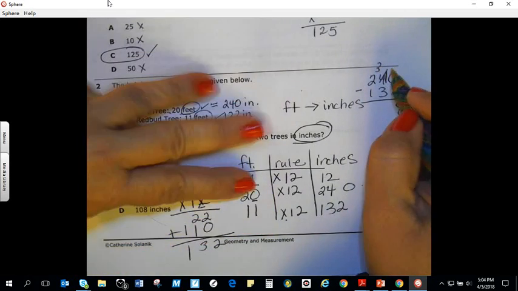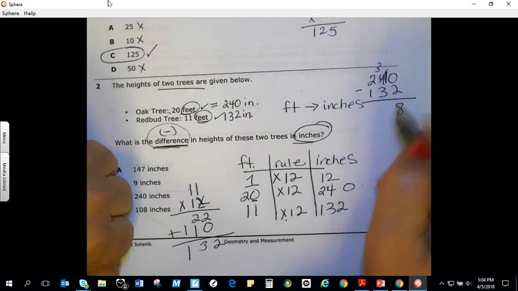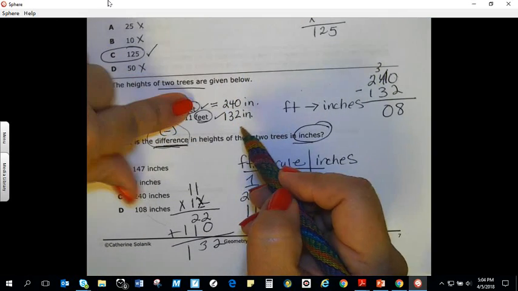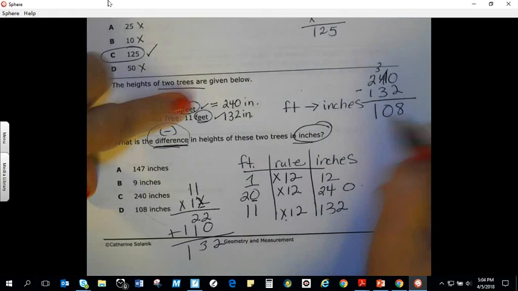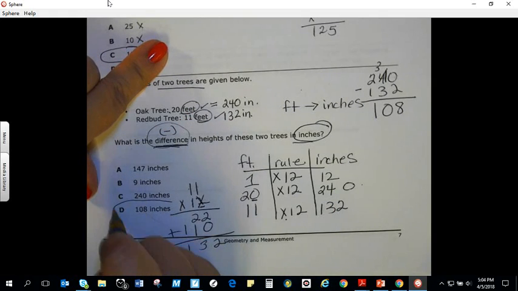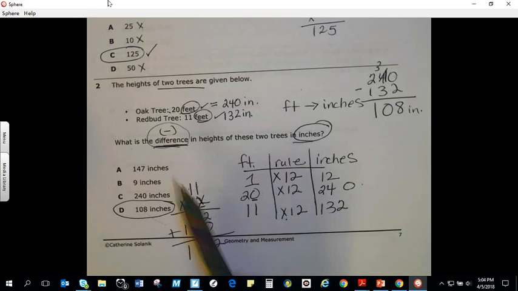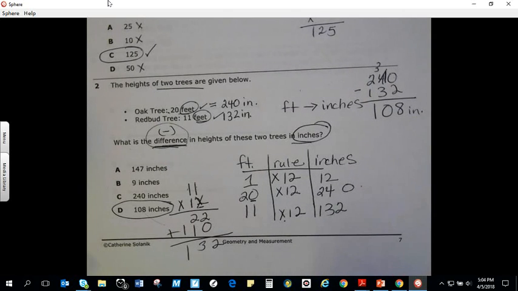3, I can take 3 out of that. It becomes 0. I can take 1 out of 2, and it becomes a 1. And so now my answer becomes 108 inches. And that is the difference between the oak tree and the redbird tree. Okay? Again, please pause this so that you can catch up and then go back so that you can understand it.